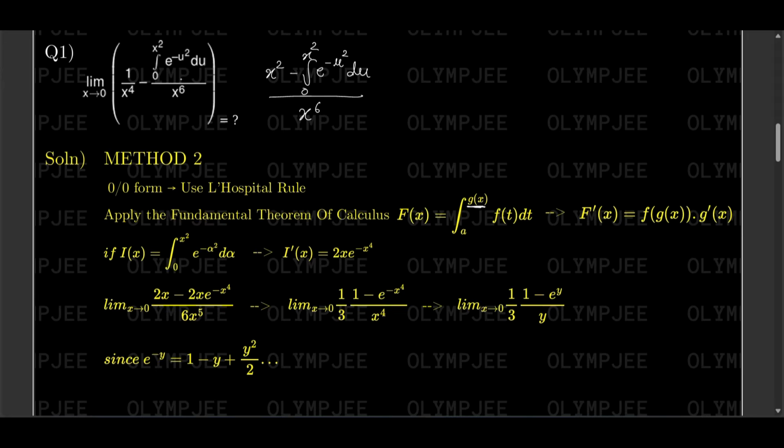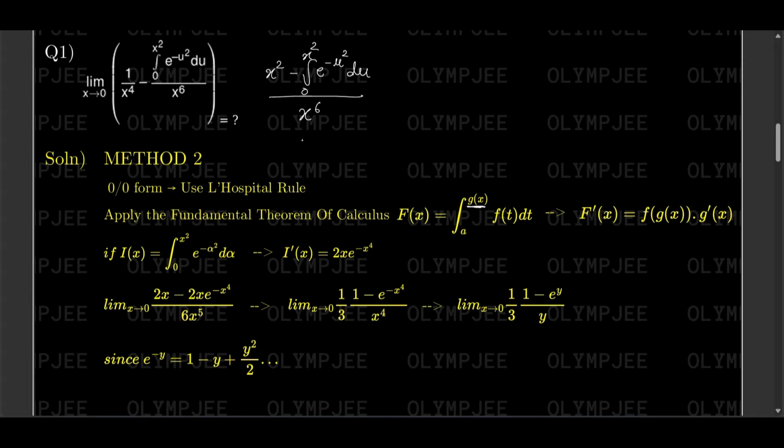Okay, so the differentiation of this integral would be, since x square is a function of x, we put it inside it, so e raised to power minus alpha, which is x square, raised to power 2, so it will become e raised to power minus x raised to power 4, right? And then we have to multiply the differentiation of this, which is 2x. Okay, so finally we get the differentiation of this.